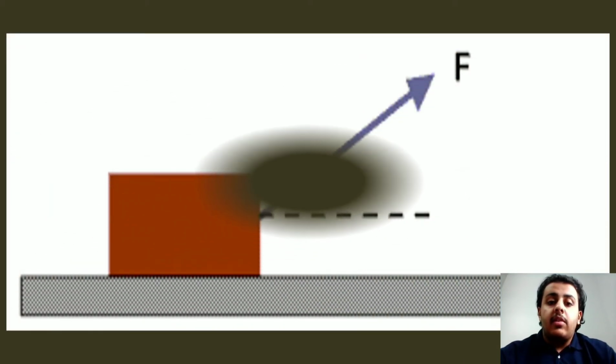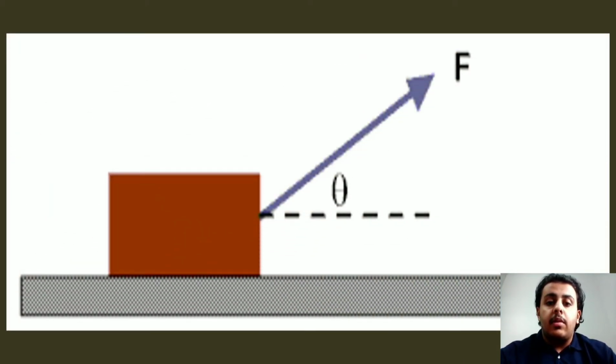To illustrate this, imagine pushing a box across the floor. If the magnitude of the force that you exert on the box is small, the frictional force acting in the opposite direction will keep the box from moving, and the box remains in a state of static equilibrium. If the magnitude of the force is gradually increased, the box will begin to move across the floor.